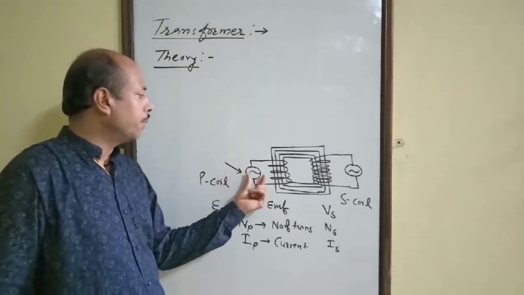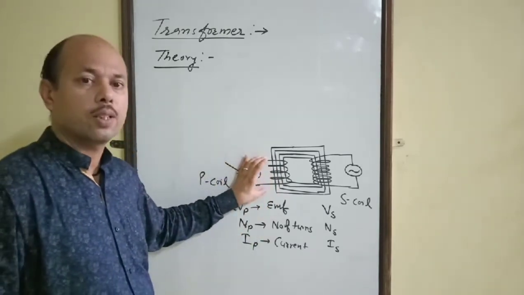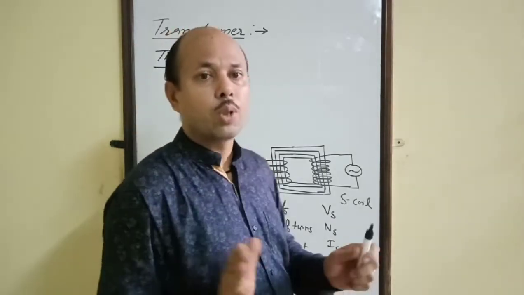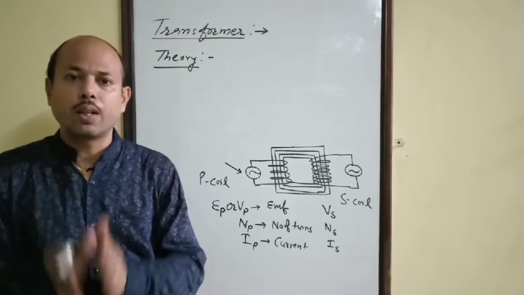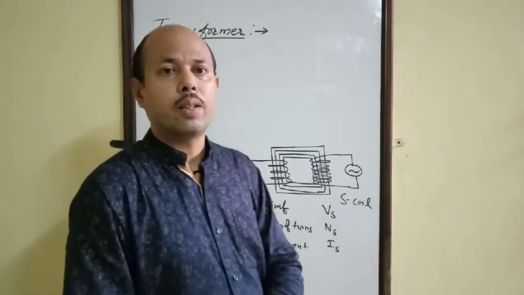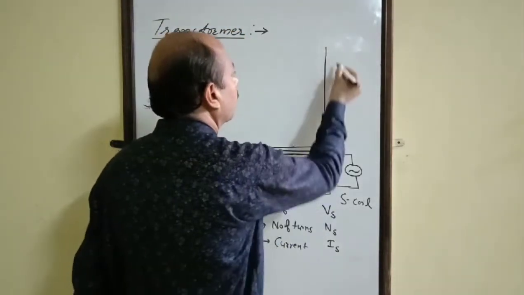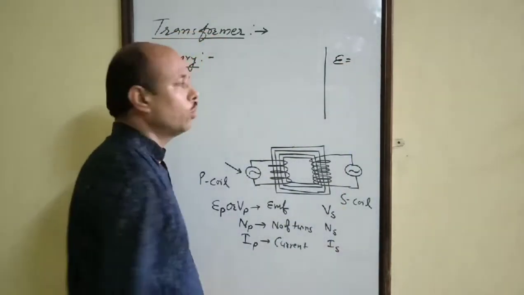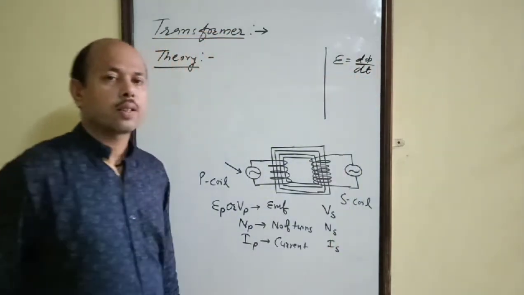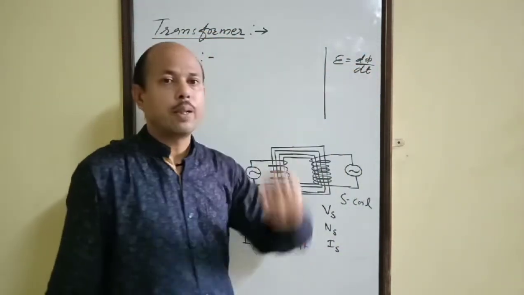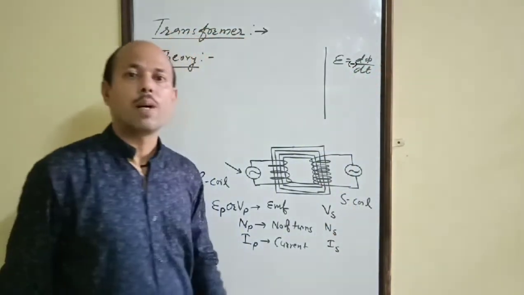Since the applied EMF to the primary coil is alternating in nature, it means it is of variable nature. And by using the phenomenon of mutual induction, we know that whenever there is a change in magnetic flux in one coil, there will be an induced EMF in the secondary coil. And from Faraday's law, we know that E equals d phi by dt, where phi is the magnetic flux. If we also include Lenz's law, we can write minus d phi by dt.